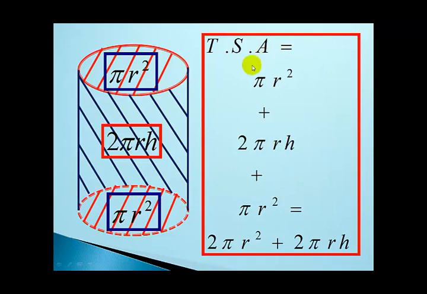Now 1 pi R square plus 1 pi R square will give us 2 pi R square plus 2 pi RH. Take note that the coefficient of the pi R square equals 1. That is why it's not seen. So when we add pi R square to pi R square, the result is 2 pi R square, plus the curved surface area, that is 2 pi RH. So in general, the total surface area of a closed cylinder, that is a cylinder closed at both ends, is equal to 2 pi R square plus 2 pi RH.